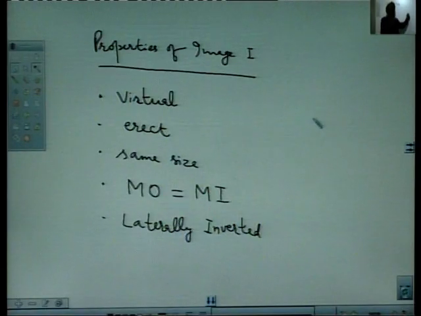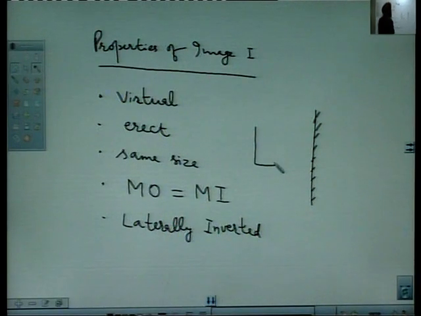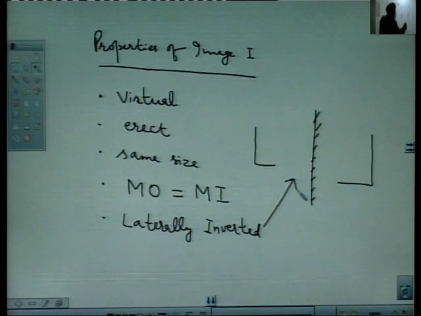Laterally inverted means, if we have a mirror, we have an object of this type, then its image in the mirror will be like this. So, the image is laterally inverted, there is lateral inversion in case of a plane mirror.